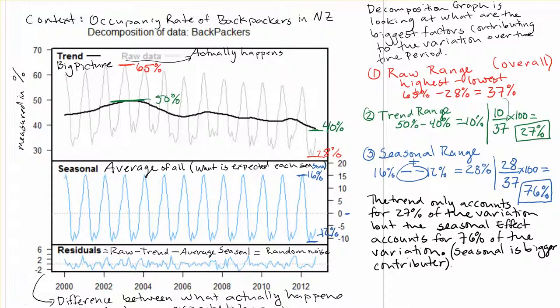So again, when you get these percentages, you're looking to see which of them is bigger to say which has provided the most variation in the data. When we look at it, if you look here at our trend line, it doesn't move very much, but seasonally we have this huge swing back and forth every single year. So it does make sense that the seasonal accounts for a lot more of the overall variation than the trend does.